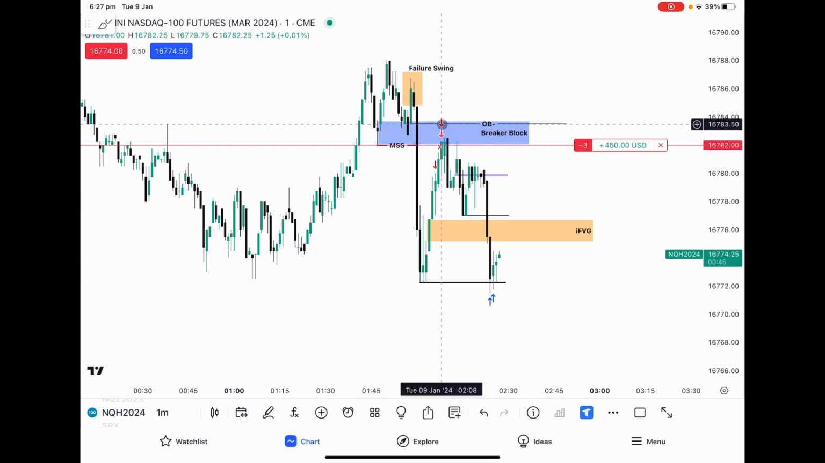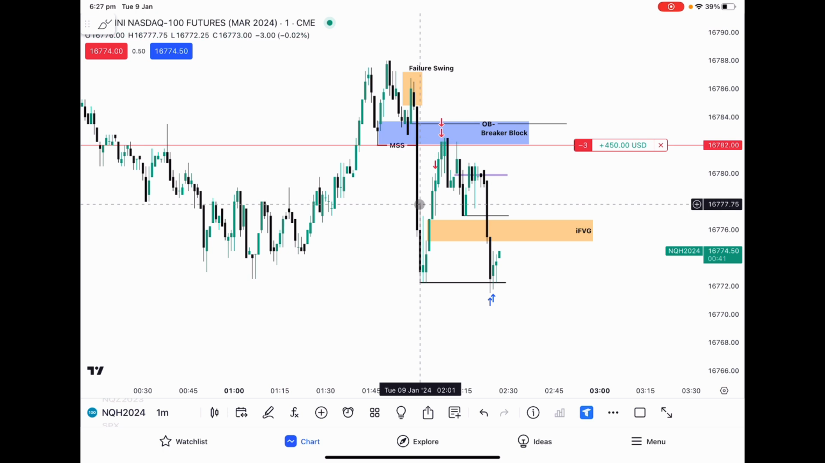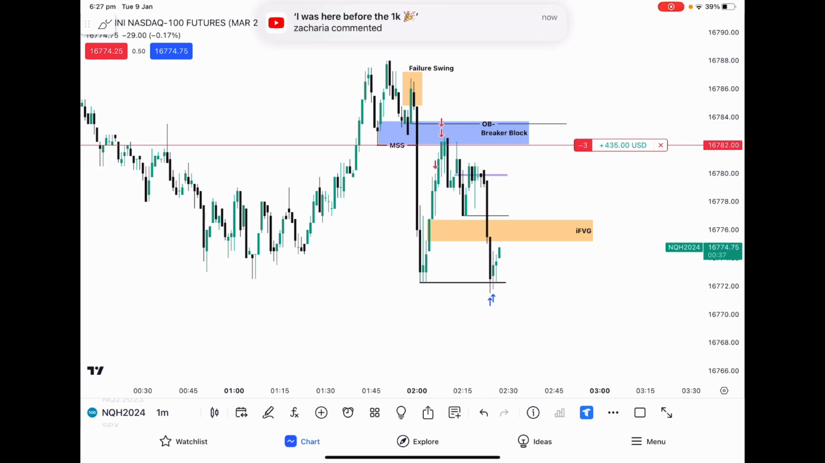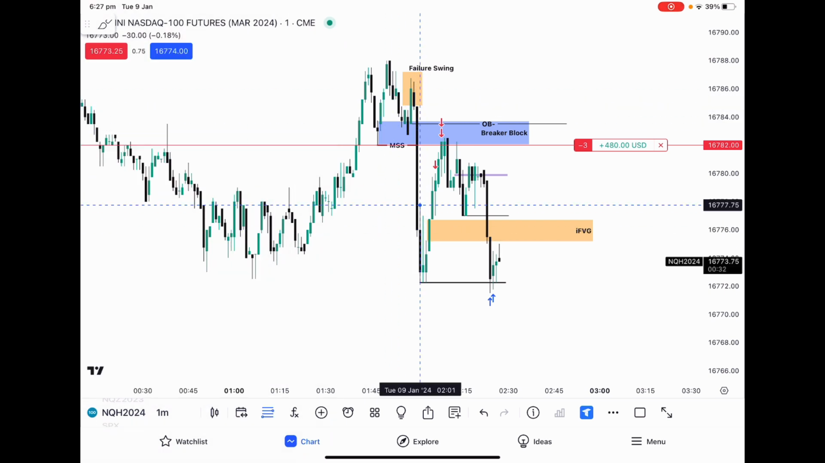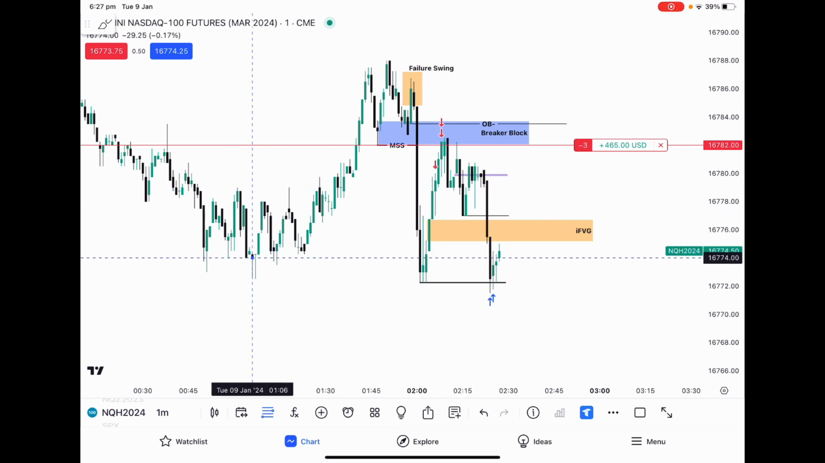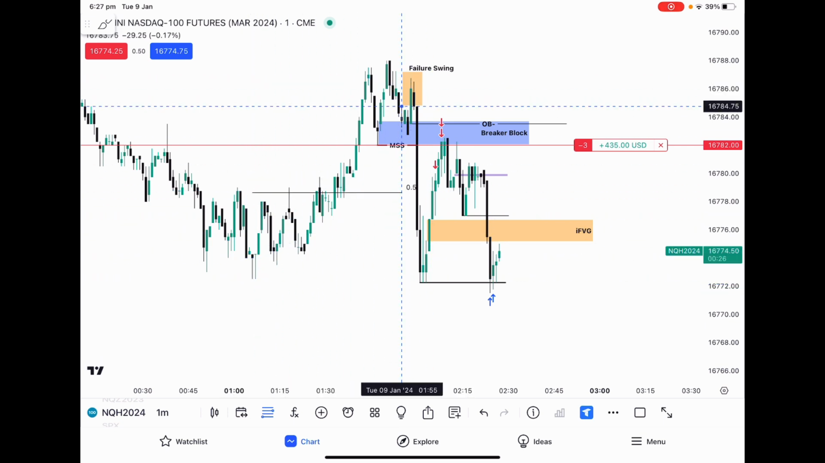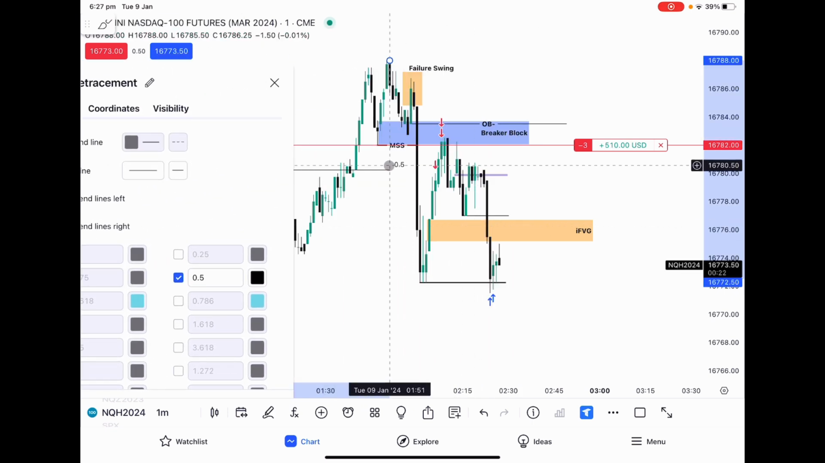Then we retraced back up into this breaker block, right? One of my entries was meant to come from this SIBI. It came just below. The other 2 came from the breaker block. Now, that breaker block actually rests, if I grab this whole swing move, or even this one here from this swing low up to this swing high at the very top, above equilibrium.